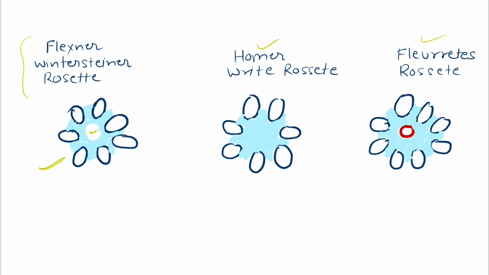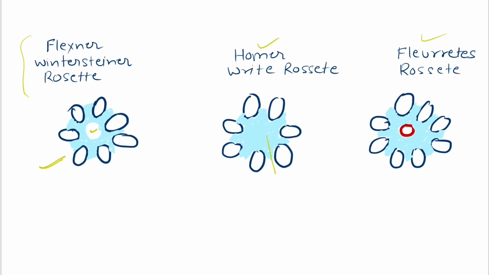In the Homer Wright, you can't see anything at all. What you see is the interwoven cytoplasmic processes of the nerve fibers and the neuroglial cells, but there is no lumen. The Fleurette rosette is also a pseudo-rosette. Why? Because you are seeing whatever is in the red.